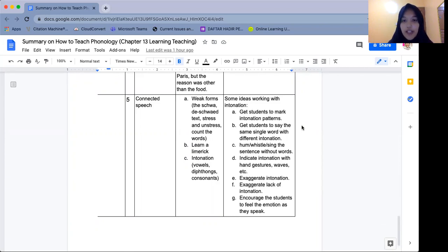A, get students to mark intonation patterns. B, get students to say the same single word with different intonation. C, hum, whistle, or sing the sentence without words. D, indicate intonation with hand gestures, waves, etc. E, exaggerate intonation. F, exaggerate lack of intonation. G, encourage the students to feel the emotion as they speak.